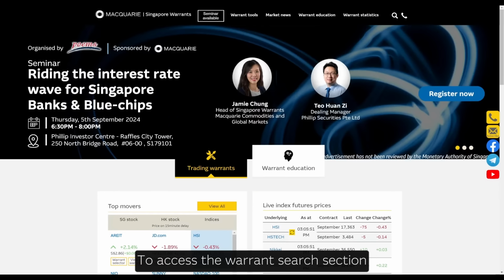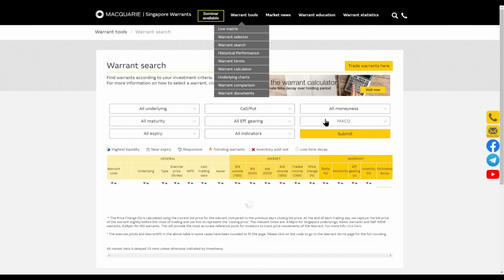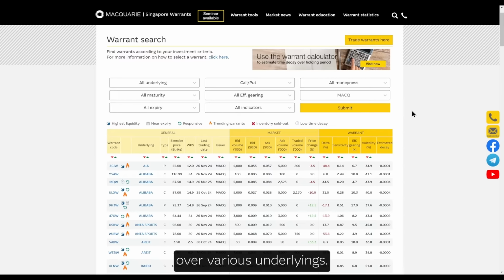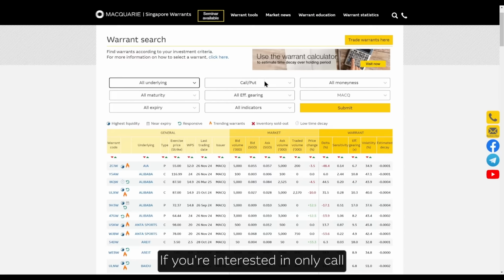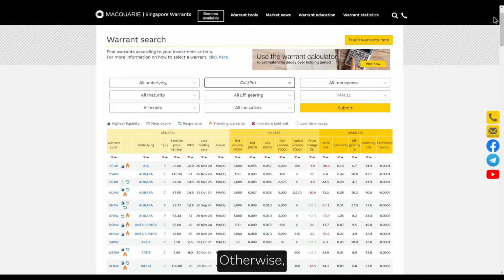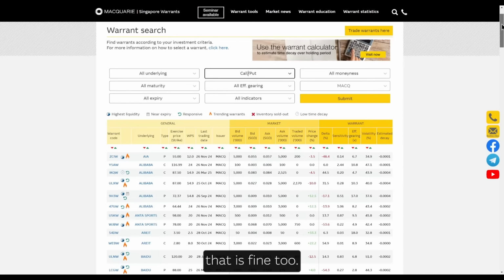To access the Warrant Search section, go to the home page, and on the Warrant Tools dropdown, select Warrant Search. Here, you can look for all the warrants that Macquarie has issued over various underlyings. If you wanted to look at a specific underlying, you can go to the drop-down here to select. If you were interested in only call or put warrants, you can choose those here as well. Otherwise, if you wanted to keep the warrant search page as it is, that is fine too.